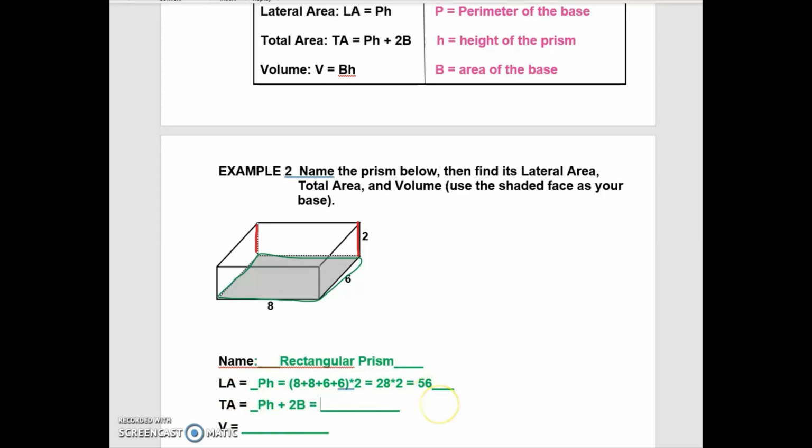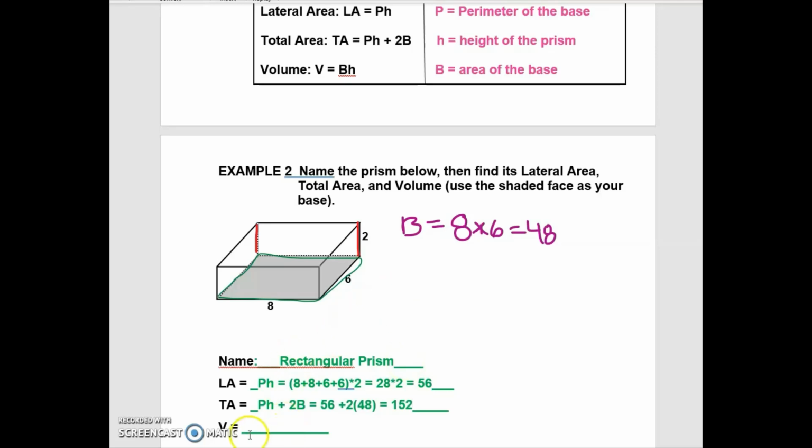So we're going to have 56 plus 2 times whatever B is. B is the area of this shape, so it's 8 times 6. 8 times 6 is just 48. We're going to have 2 times 48, and this all equals 152. Yay!